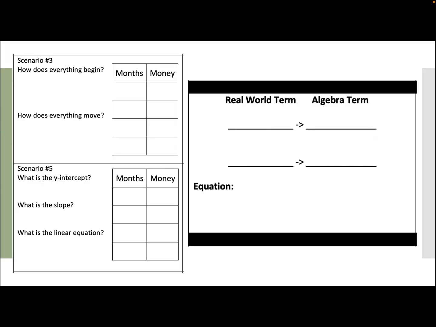So when we talk about, if you skip down and look at the practice, what we started with was how does everything begin and how does everything move? And those are real world terms that we use. So we have begin, and this is on your note sheet, and move. And in algebra, we have more mathy terms for those. Y-intercept is our beginning point.